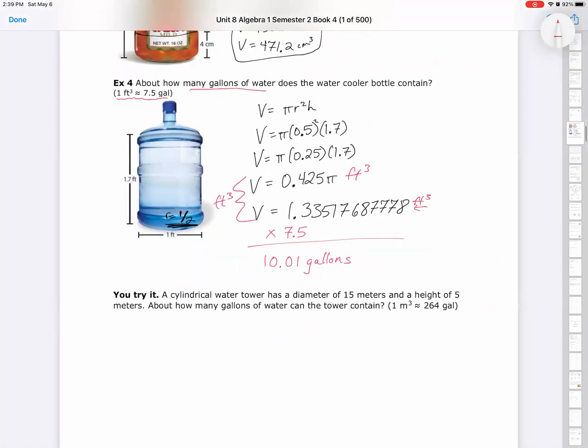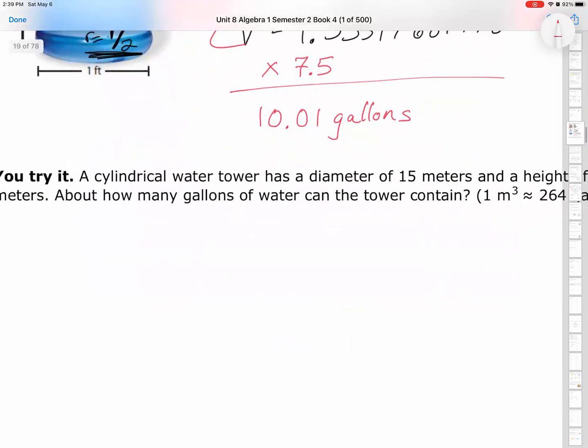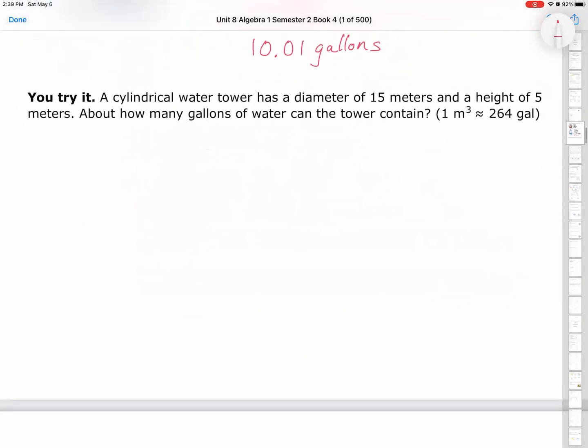All right, now go ahead and please try out this one. The cylindrical water tower has a diameter of 15 meters and a height of 5. How much water in gallons can that tower hold? If you know 1 cubic meter is 264 gallons.